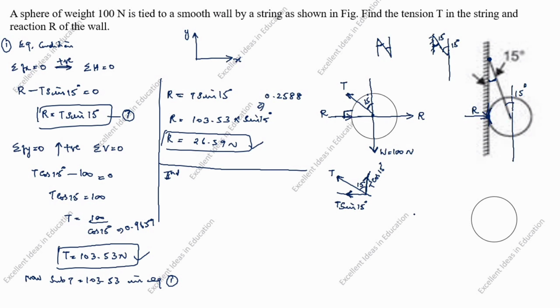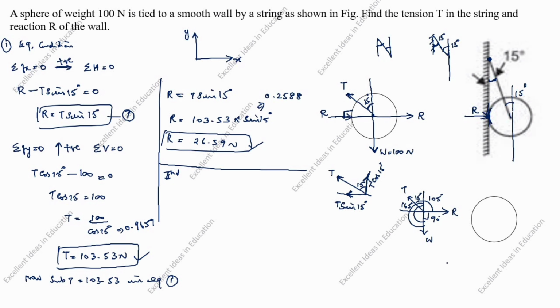Now we will draw the concurrent forces. T is here, this is 15 degree. So R is here, W is here. So this whole angle is 105 degree. This is 90 degree. This whole angle is 180. Whole is 180. But we need only this. So 180 minus 15 is 165 degree.